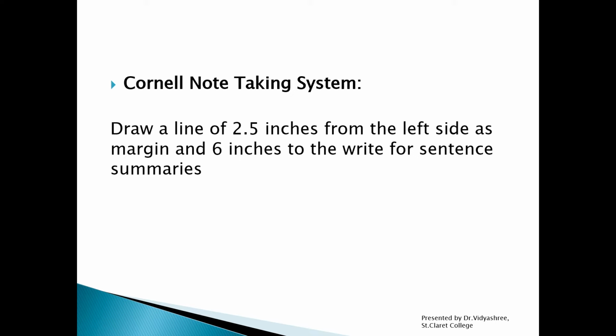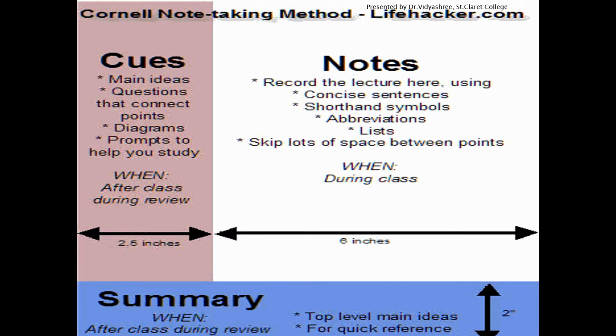This could be understood in a clear manner with the next picture. You can observe in the picture, on the left hand side we have 2.5 inches space and on the right hand side 6 inches space. The left hand side is given in order to write the main points. The explanation to that in shorter sentences could be written on the right hand side, which is of 6 inches space. After writing everything, at the last there are about 2 inches of space at the bottom where you can write the summary of whatever you have written at the top. So that is how a Cornell note-taking method looks like.